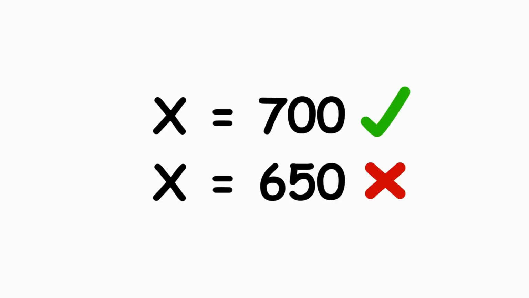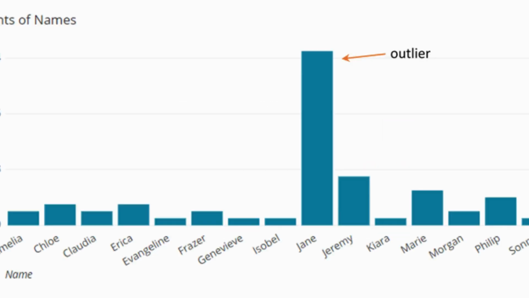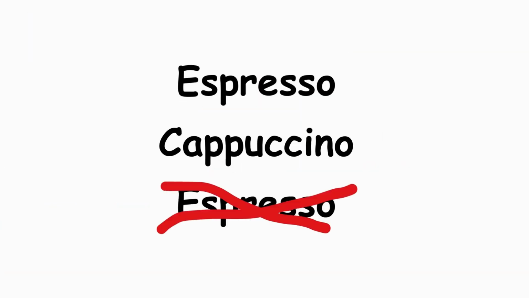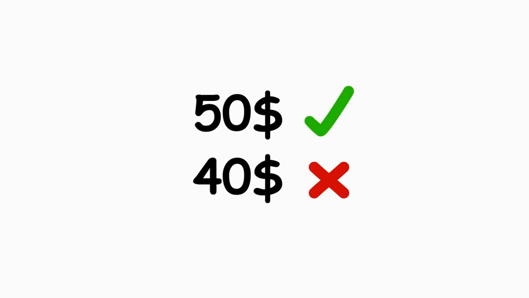Then there's data cleaning. Fix missing values, remove duplicates, and handle outliers. For instance, removing duplicate customer orders, fixing timestamps in the wrong time zone, or handling missing price data.